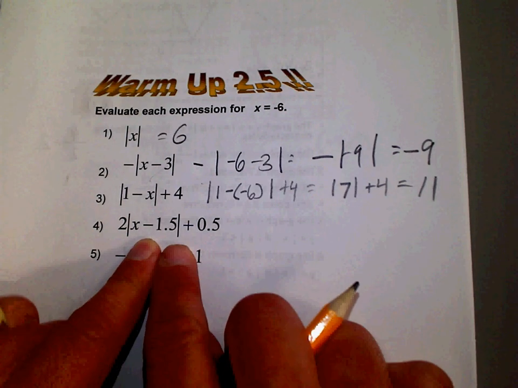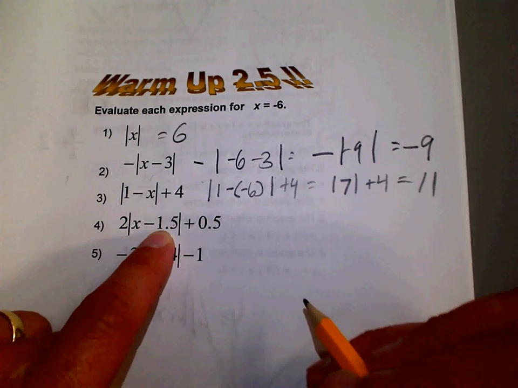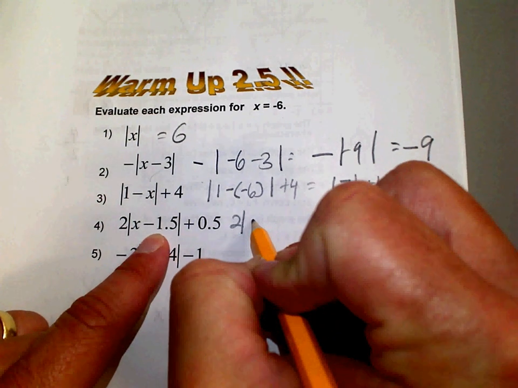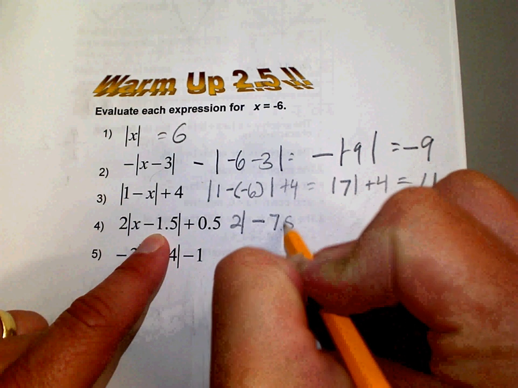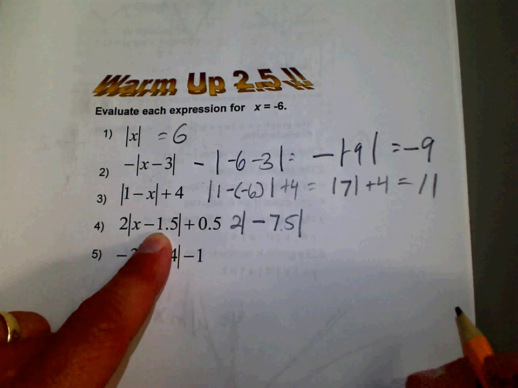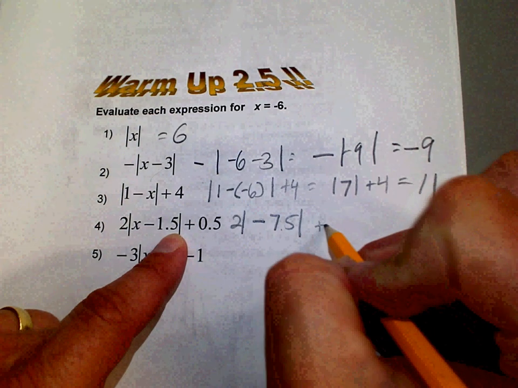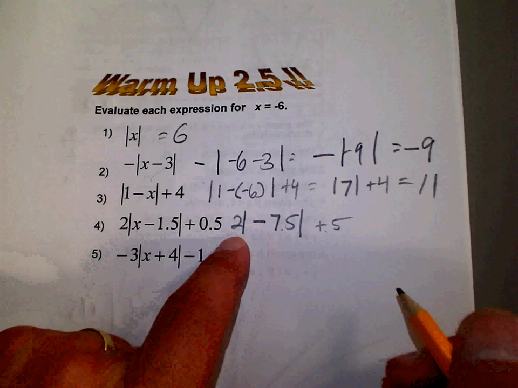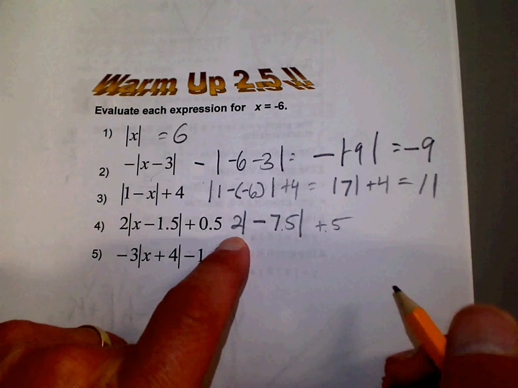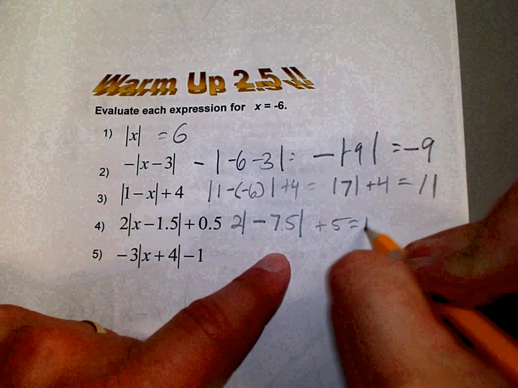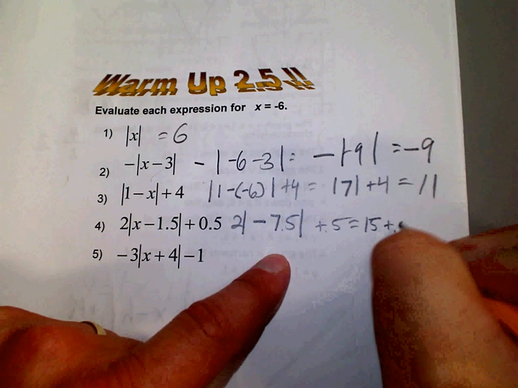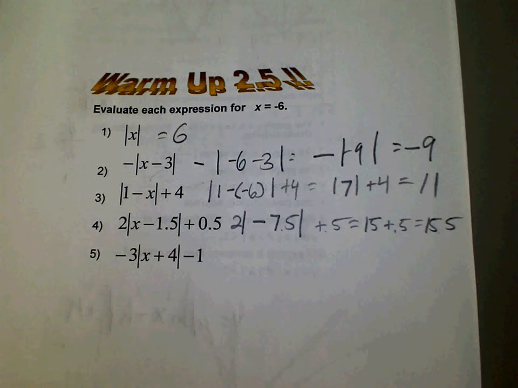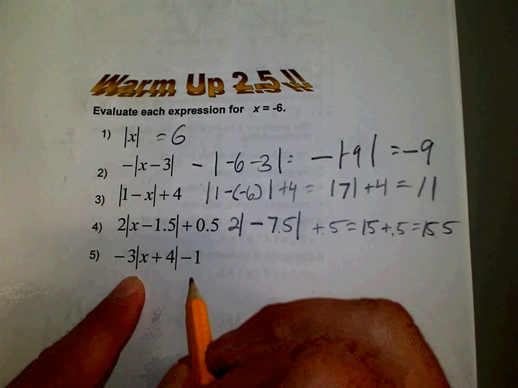We got some discrepancy. Negative 6 minus 1 half more. This would be 2 times the absolute value of negative 7 and a half plus 0.5. Is that all right if I skip that step? Well, what's the absolute value of negative 7 and a half? 7 and a half, right? Times 2 is 15. So 15 plus 0.5 is 15.5. Sure.